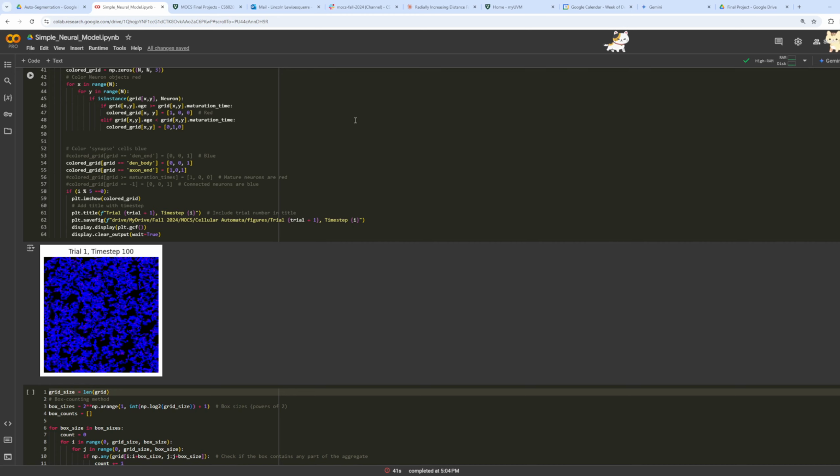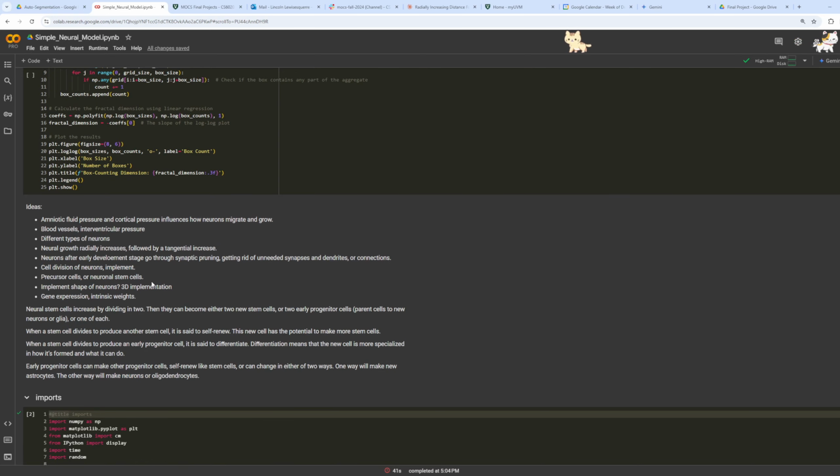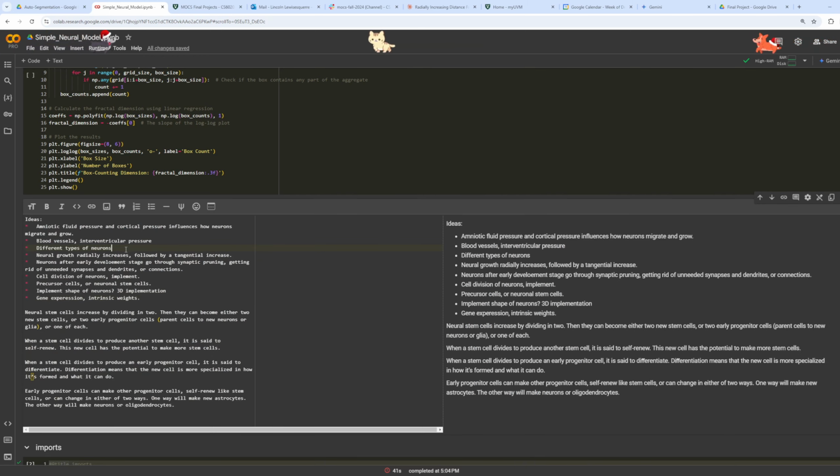Since then, I've had a few ideas that I had outlined in the draft and planned on implementing. I have implemented environmental factors, so that's amniotic fluid pressure and cortical pressure, which obviously influence how neurons migrate and grow.